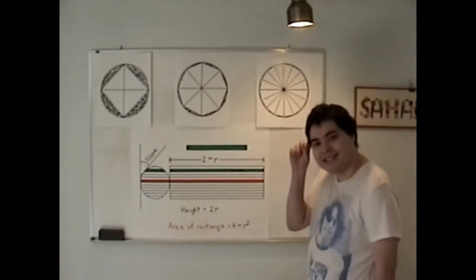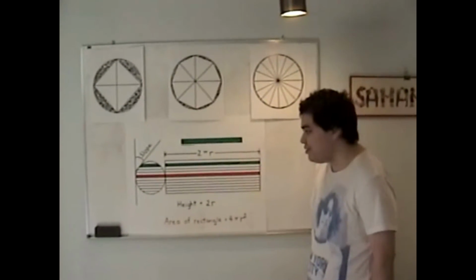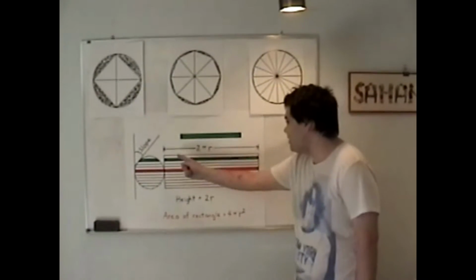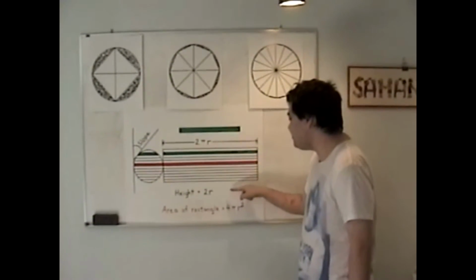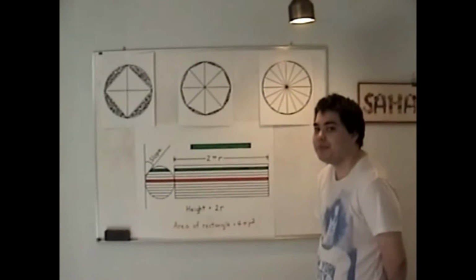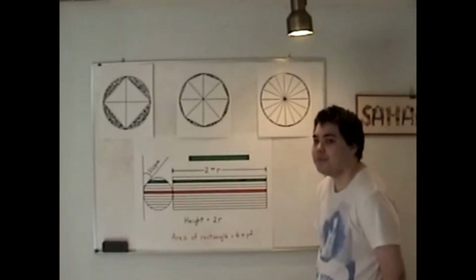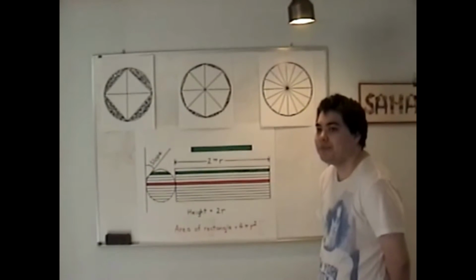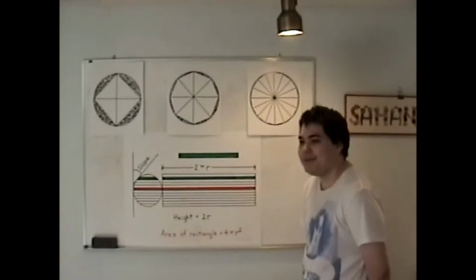Dad, I have a question. What's that? What if you divide the length of the rectangle by the height of the rectangle? Well, 2 pi r divided by 2r gives you pi. I think I have a way to measure pi.